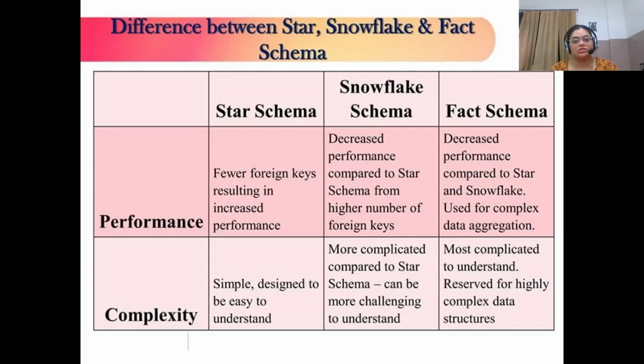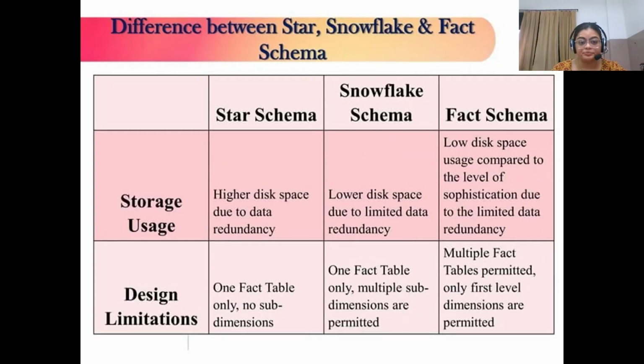कॉम्प्लेक्सिटी की बात करें तो स्टार स्कीमा बहुत सिंपल है, easy to design and understand. स्नोफ्लेक इन कंपैरिजन टू स्टार थोड़ा कॉम्प्लिकेटेड है, थोड़ा चैलेंजिंग है अंडरस्टैंड करने के लिए. और फैक्ट स्कीमा इज मोस्ट कॉम्प्लिकेटेड टू अंडरस्टैंड एंड रिजर्व्ड फॉर हाईली कॉम्प्लेक्स डेटा स्ट्रक्चर्स. So these are the differences between the star, snowflake and fact schema.